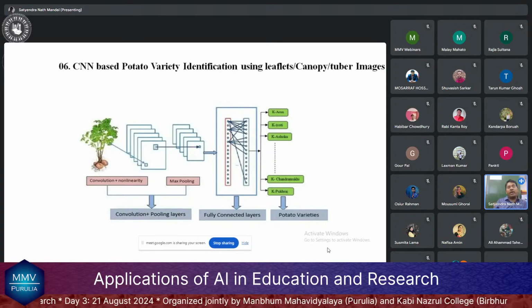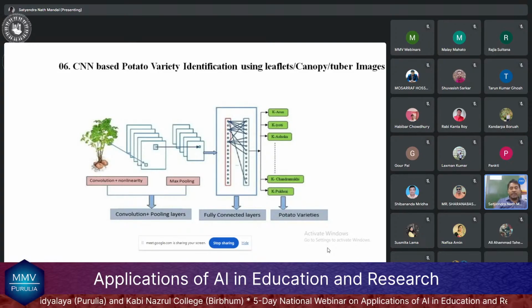With the help of Bidhan Chandra Krishi Vishwavidyalaya, based on image technology and our deep learning system, we have developed software which can identify the potato plant, and also the tuber, based on the image. So our technology can confidently say which variety of potato plant it is.